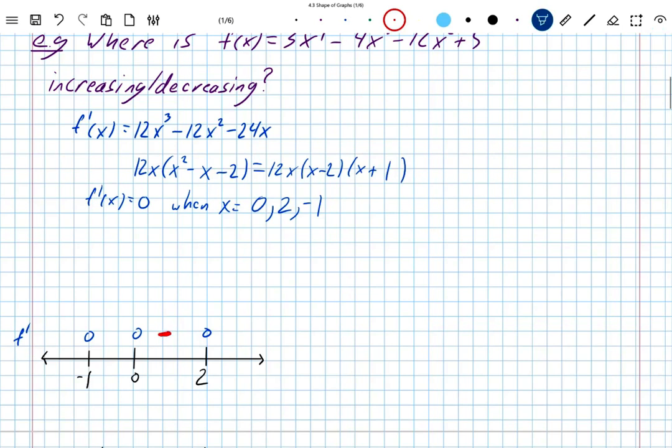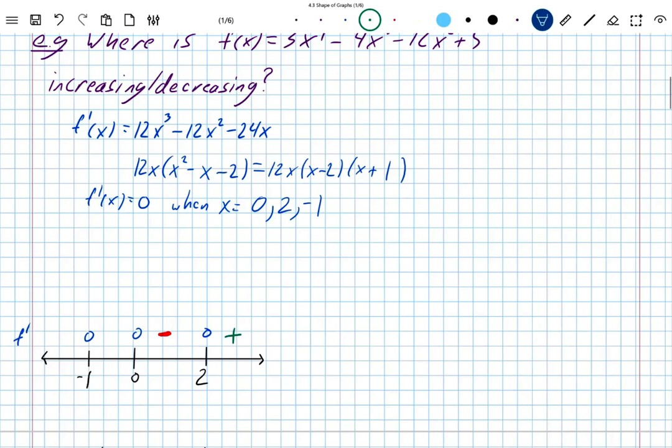Because f is continuous, I really just need to check one number in the middle of any of these zeros to see where it's going to be positive or negative. If it's negative anywhere, it'll be negative the whole way through. If I plug in a 3, then I get a positive 36 times a positive 1 times a positive 4, which is going to be some positive number. It's going to be positive all in this area.